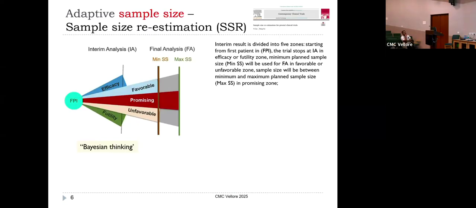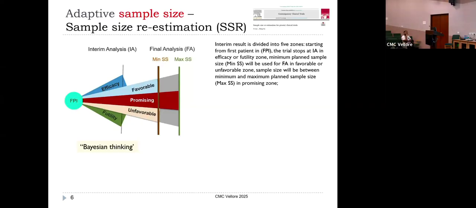You're doing it at the interim analysis, at the time when you said you would, and you will see the effect that you have at this point. Are you in the almost ready to show efficacy zone, or are you almost in the zone of showing futility? In either of those, you will not change your sample size. But if you are in the favorable zone or the unfavorable zone, you may have stopped the study there, but otherwise you will go up to your minimum sample size.